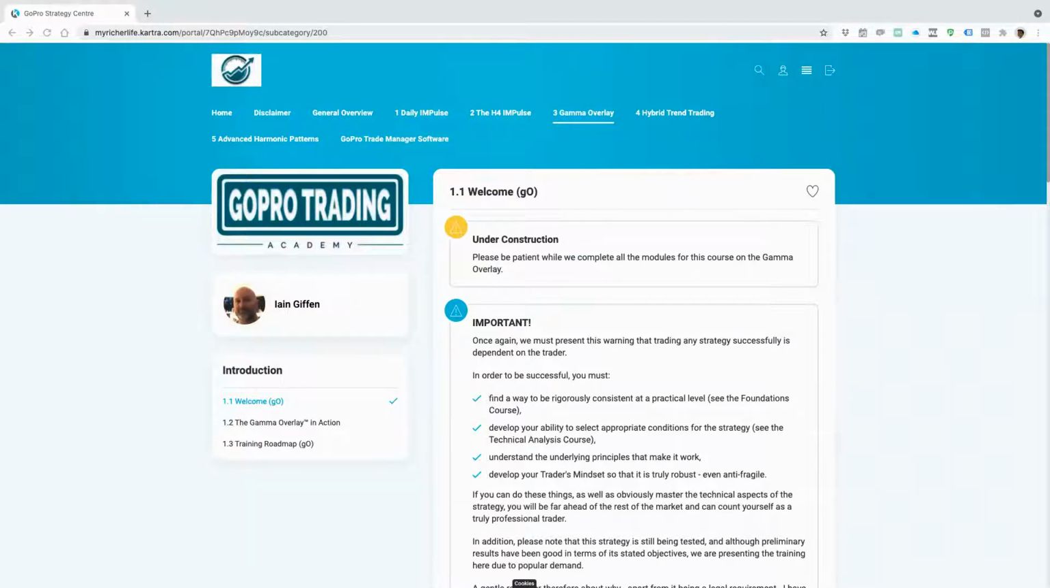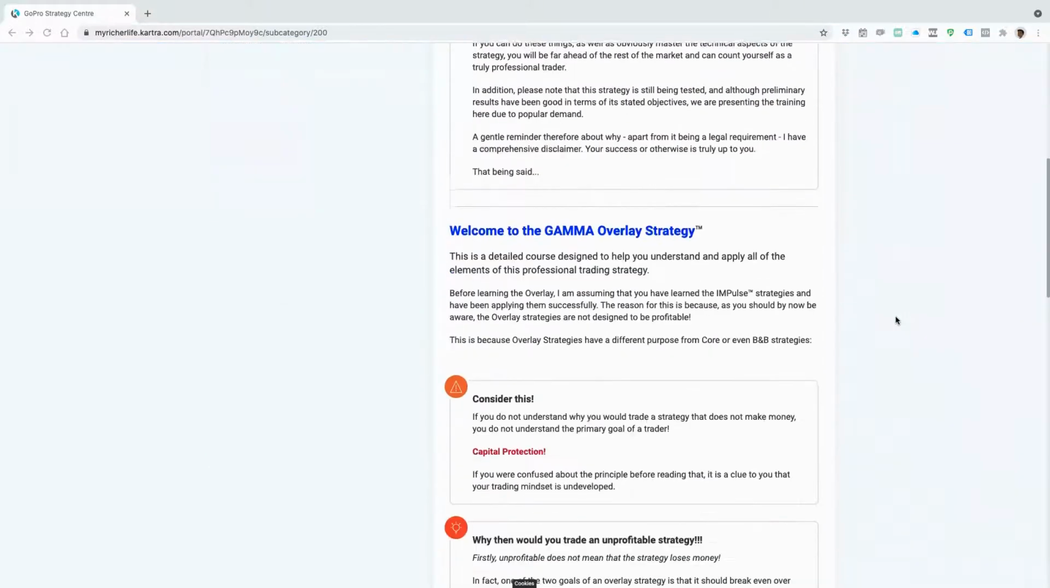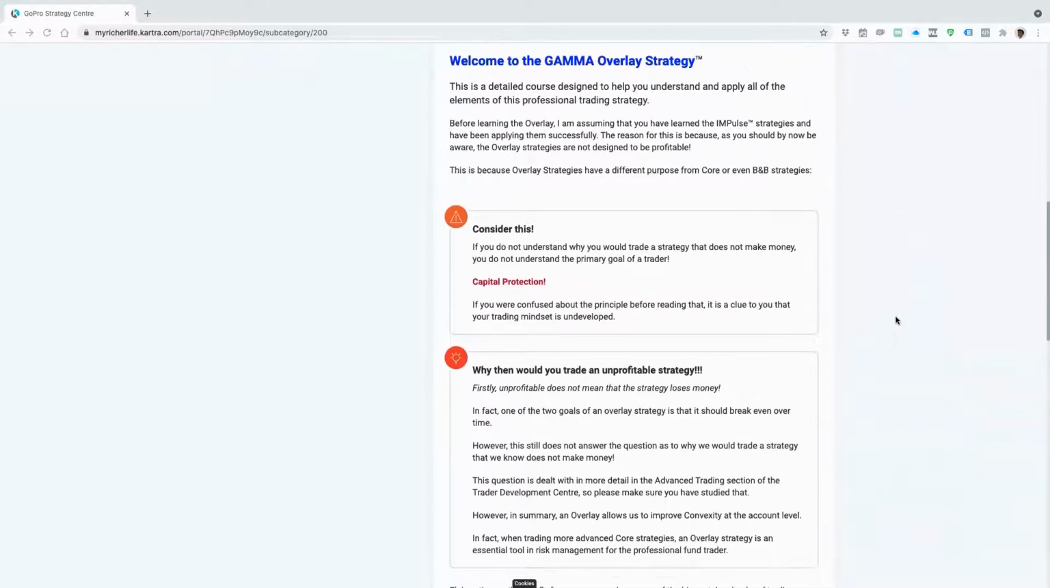But it's important that we start off with an understanding of why we use an overlay strategy in the first place, because it is not entirely intuitive to most traders. All right, so first of all, when you watch this inside of the Academy, more of the training will, of course, be completed. So it won't necessarily look exactly like this, but let's jump into the underlying conceptual basis for the strategy.